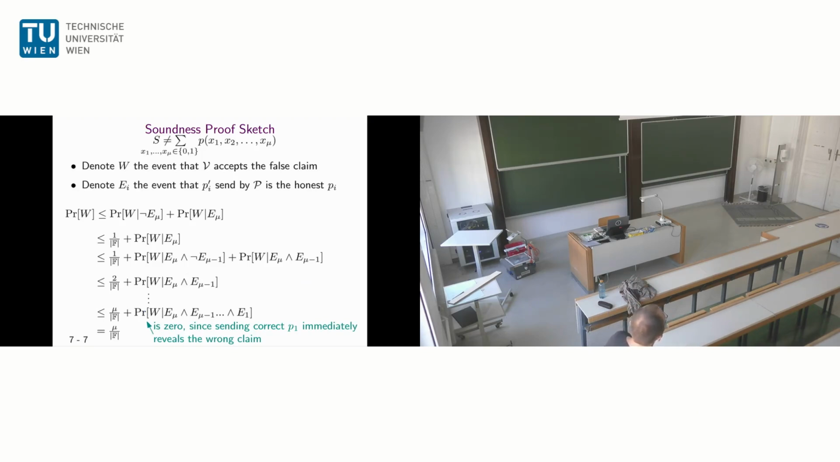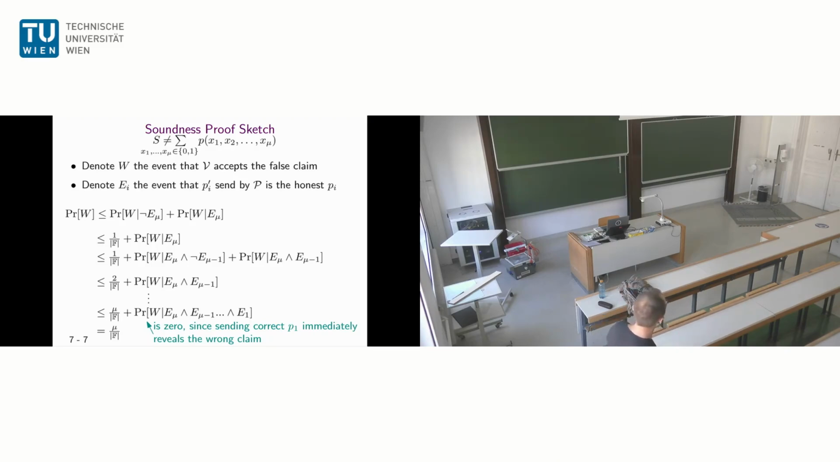And you see in each round, by the same reasoning, we get another 1 over f from the Schwarz-Zippel lemma bound. So we end up with mu over f applications of the Schwarz-Zippel lemma, or polynomial identity lemma, and we're left with this thing. So this is the last. We end up with the question: what's the probability that he accepts, given that all polynomials were the correct polynomials.